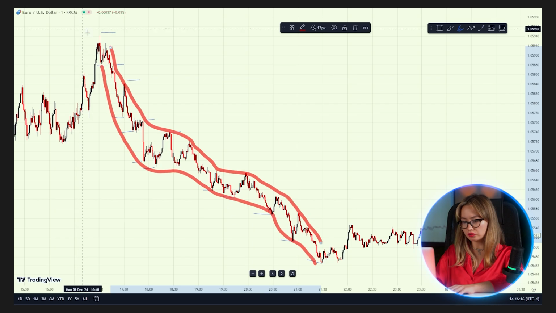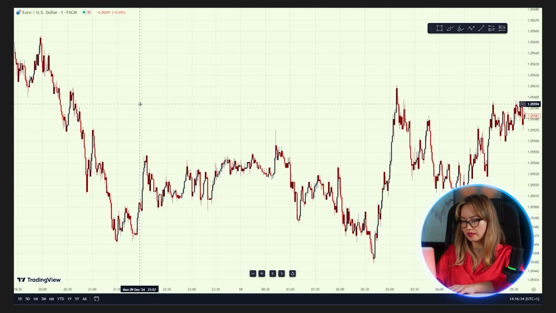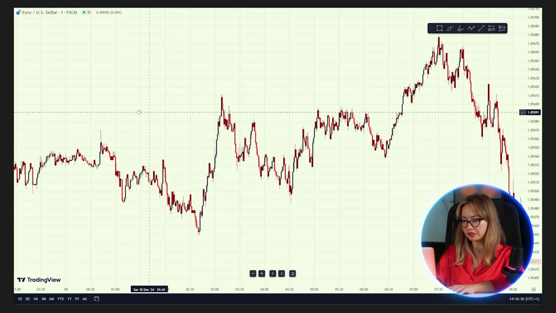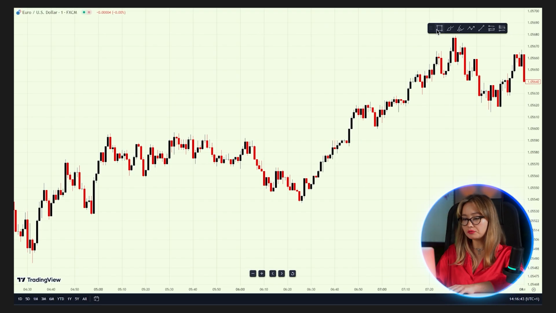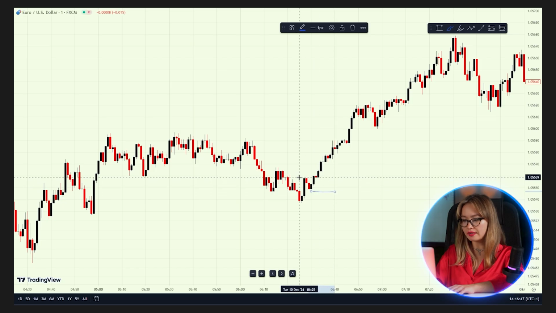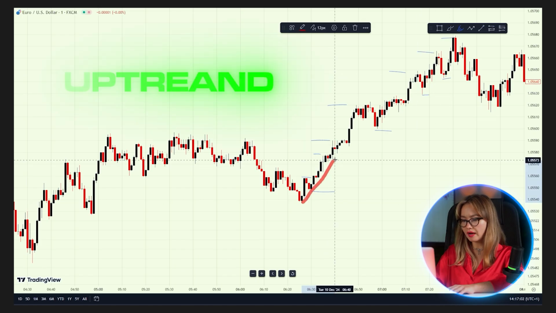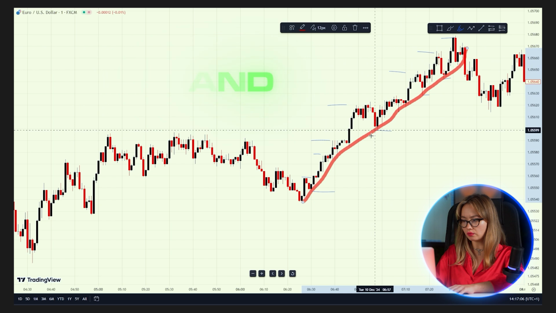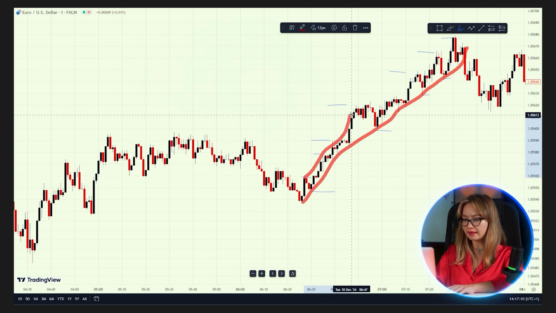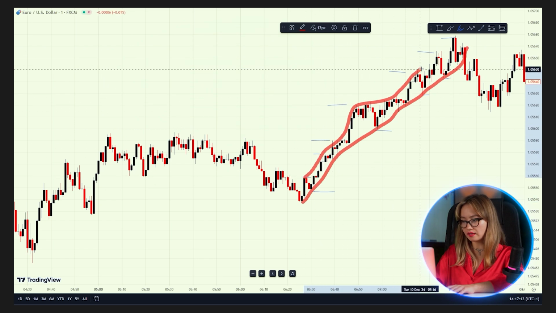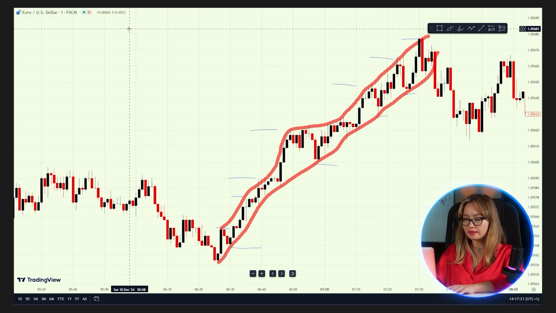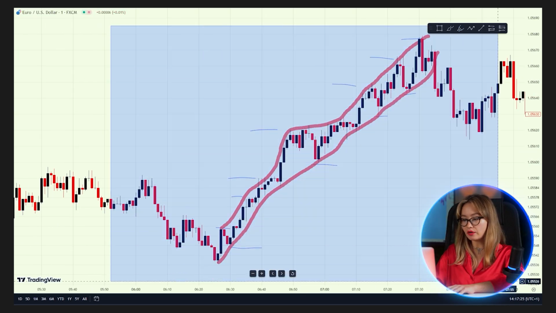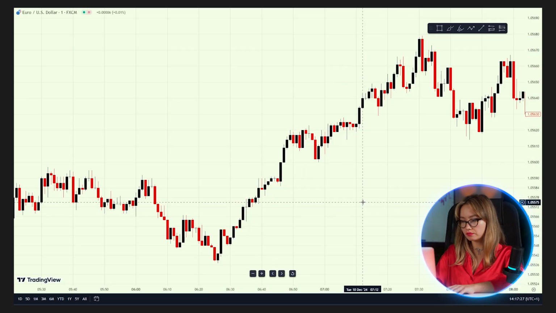And this was a downtrend. And now let's see what an uptrend is. An uptrend is the opposite. In an uptrend, both the lows and highs keep getting higher and higher. Let me highlight this for you. Here's the line connecting the lows. And here's the line connecting the highs. That's an uptrend. And now let's clear this and talk about a few more scenarios.